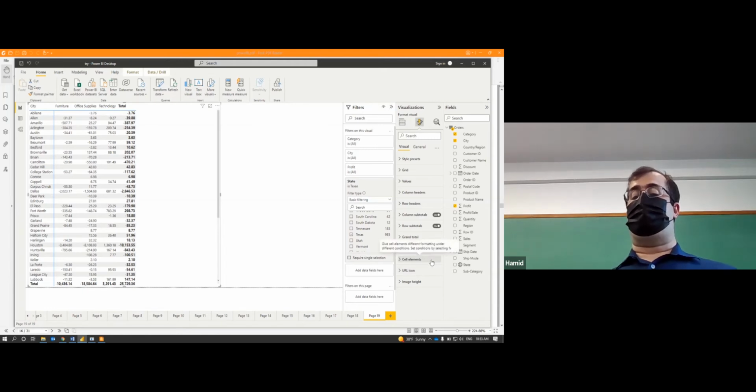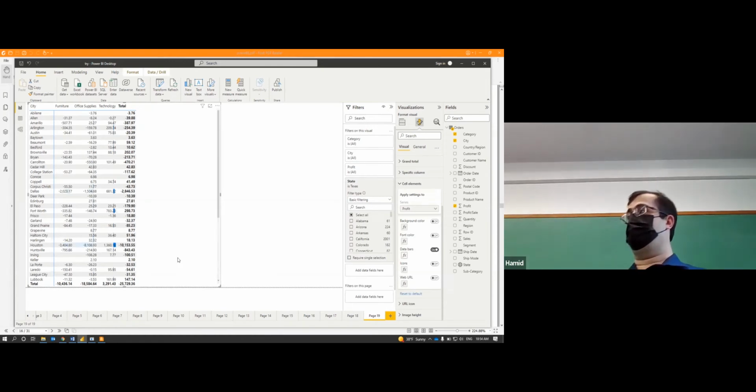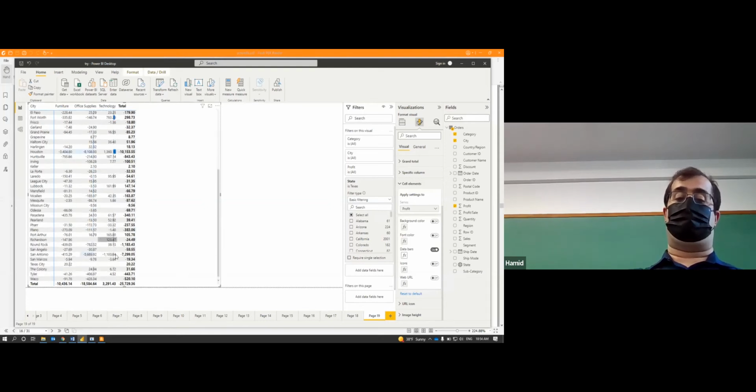Towards the bottom, there's cell elements. So you are basically formatting your visuals in the cell elements. For me here, I'm making the data bars available. Next to data bars, the button is off. If I click on it, now it's on. As you see now, I have a pattern on my cells that shows the values. If it's dark blue, positive.